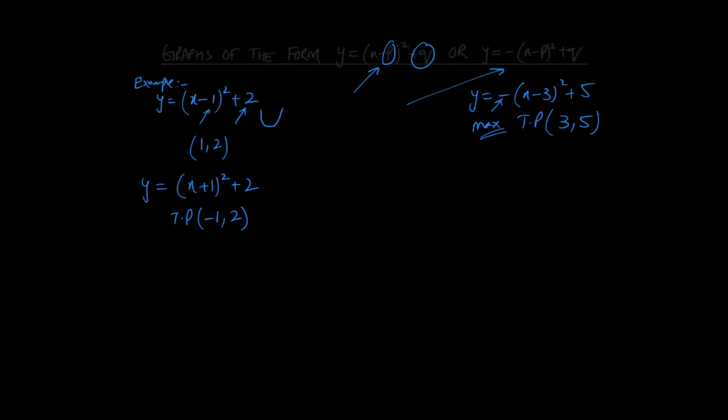So you might be asked to sketch y equals x plus 1 the whole thing squared plus 2. The way you are going to sketch this graph would be, by looking at the equation, you know that since this is positive it will be a minimum curve. Then go for the turning point. The turning point would be minus 1 comma 2. So minus 1 comma 2 would be somewhere here, and since it's a minimum curve, the graph opens upwards. There won't be any x-intercept. Okay, so this is minus 1 and this value is 2.